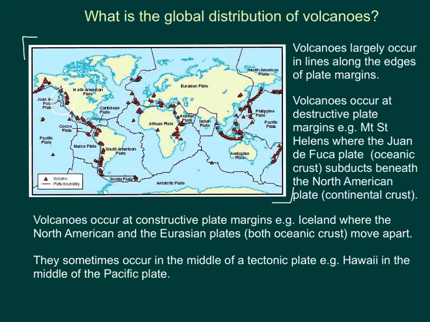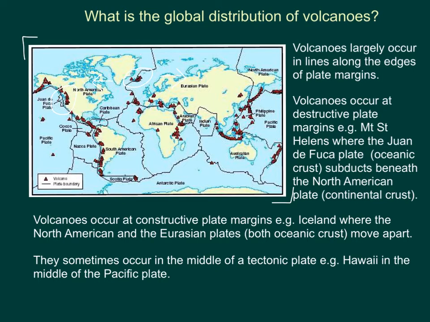Volcanoes also occur at constructive plate margins, for example Iceland, which I'm circling on the map now, and this is where the Eurasian plate is pulling away from the North American plate. As that happens, magma rises up in between the two plates to fill the gap, and over time that forms a volcano such as Iceland.